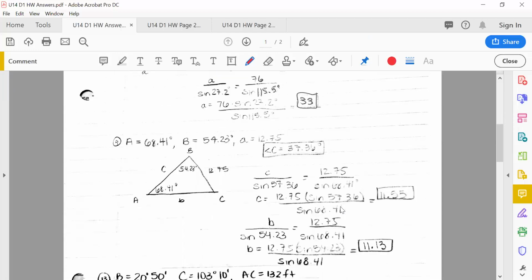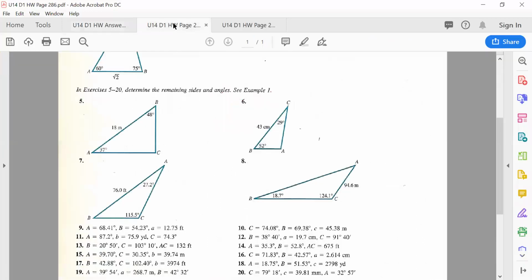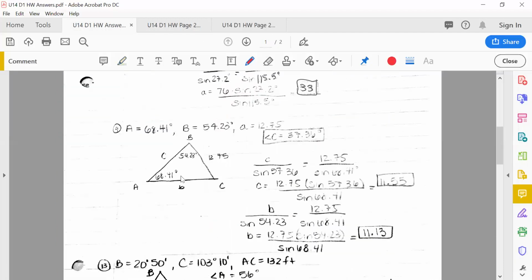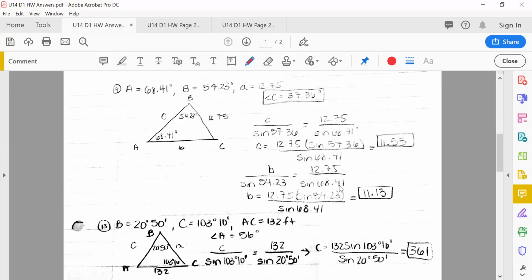Number 9, same thing. Let's go to number 9. What does number 9 say? Number 9 gives you the pieces of the triangle without drawing the triangle. You have the freedom to draw whichever type of triangle you desire, and there is what Mrs. Middleton drew. She added up 54 degrees and 23 minutes, 54.23 degrees and 68.41 degrees. Subtracted from 180, we got 37.36. Law of sines to find side C, 11.55. Law of sines to find side B, 11.13.